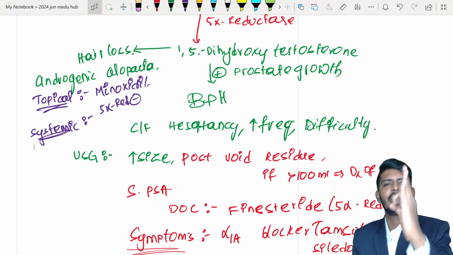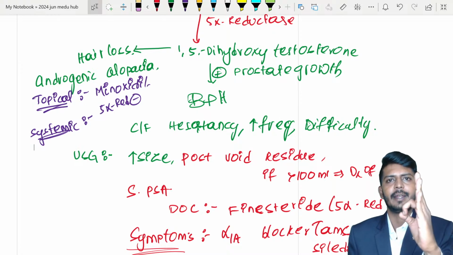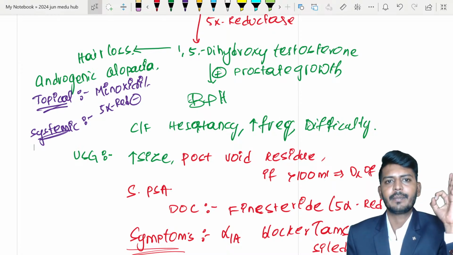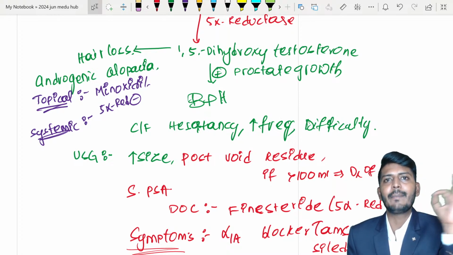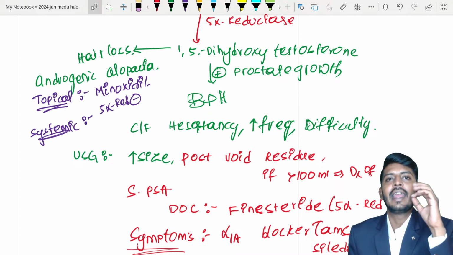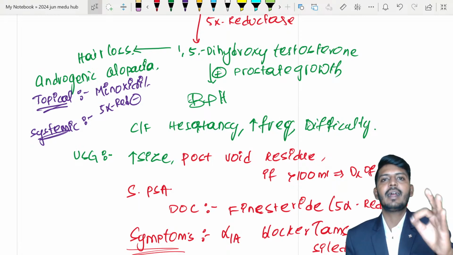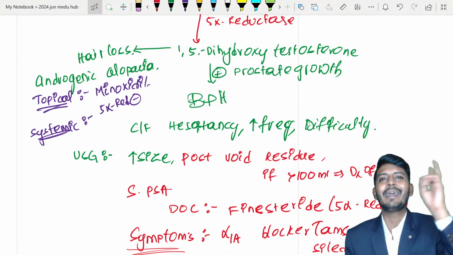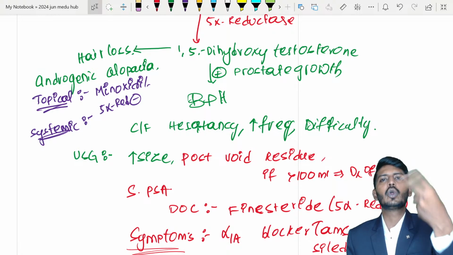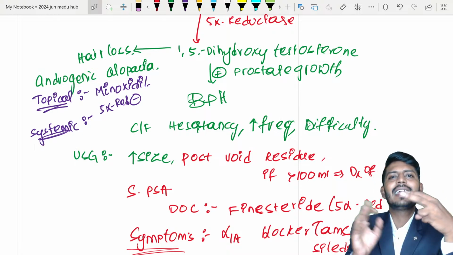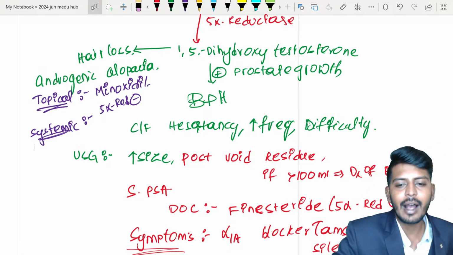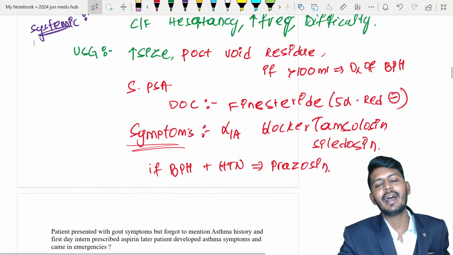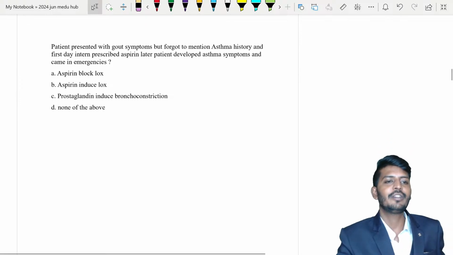सीधी बात, देखो ड्रग ऑफ चॉइस पूछा है, सीधा finasteride, 5-alpha reductase inhibitor. Okay, if he is asking how to manage symptoms, alpha 1A blocker. If he is asking BPH with hypertension, सीधा मार्क करो prazosin या terazosin. Usually among alpha blockers दो commonly पूछा जाता है, prazosin हो सकता है example में, या terazosin. और prazosin और एक जगह में भी काम आएगा, कहां पे? Yes, scorpion bite में. चलो आगे बढ़ते हैं.